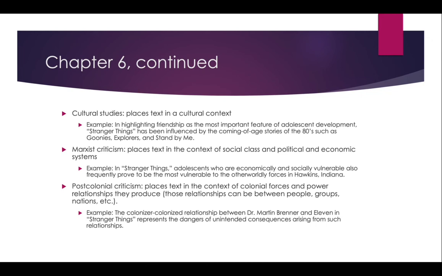But you don't necessarily have to be versed in the writings of Karl Marx or whatever to do this type of criticism. All you really have to do is consider what a text might say about social class, political systems, economic systems. How do those types of factors show up in a text? An example of this is, in Stranger Things, adolescents who are economically and socially vulnerable also frequently prove to be the most vulnerable to the otherworldly forces in Hawkins, Indiana.